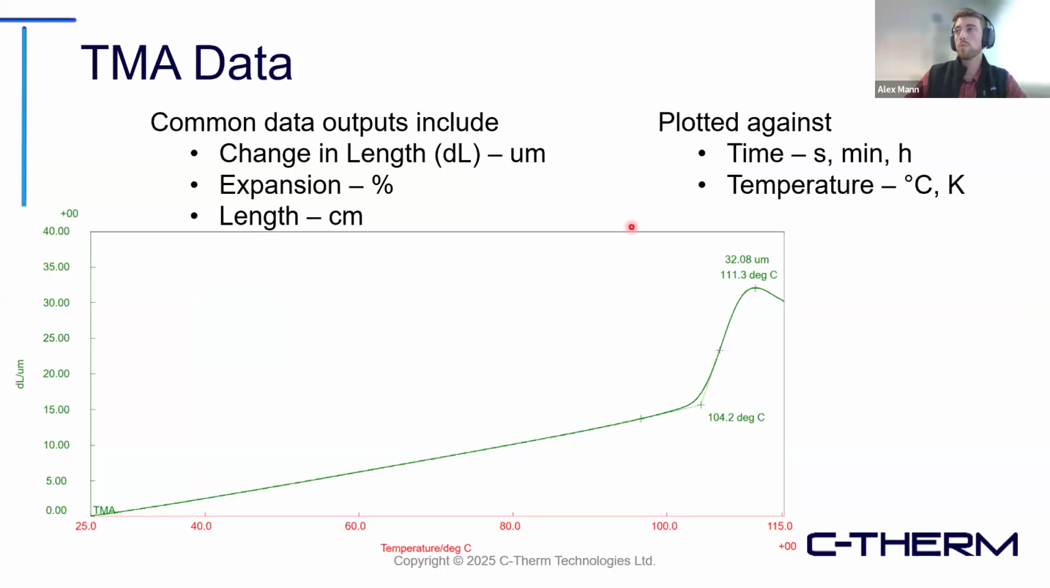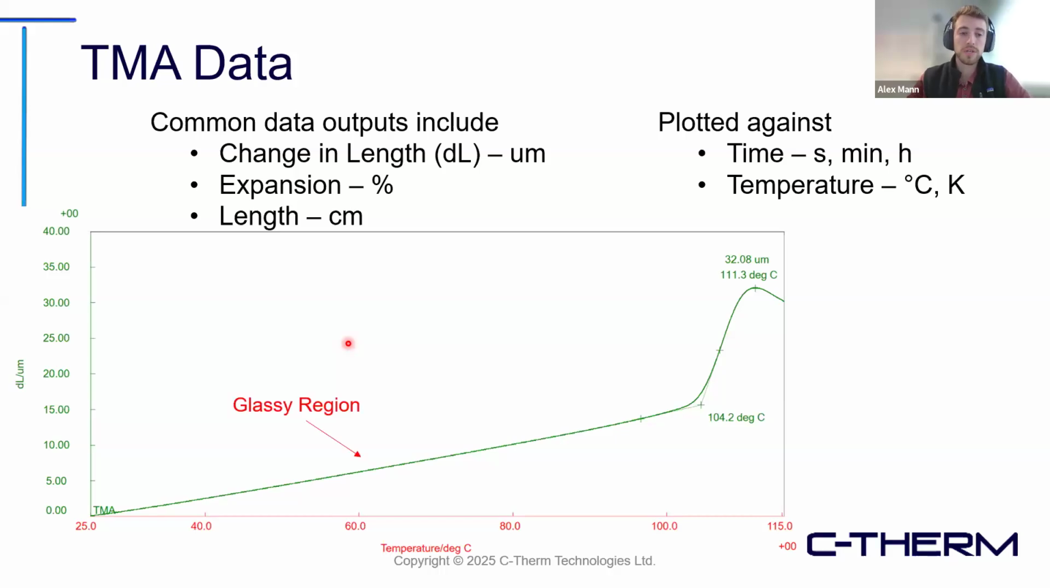So once you put your sample in and you run it, this is going to be the data that you get. On the y-axis, normally you will have either change in length in microns, the expansion as a percent, or the total length. So if this was 10 centimeters, you could see this expanded by 40 microns. Normally the expansion is a straight line, but as you can see here, we have a lot going on in this graph. So this is a polymer.